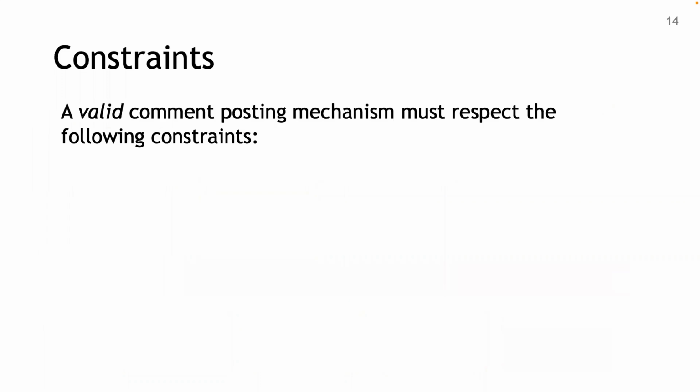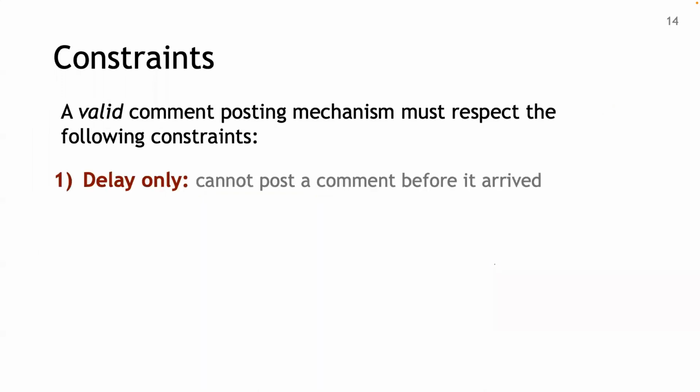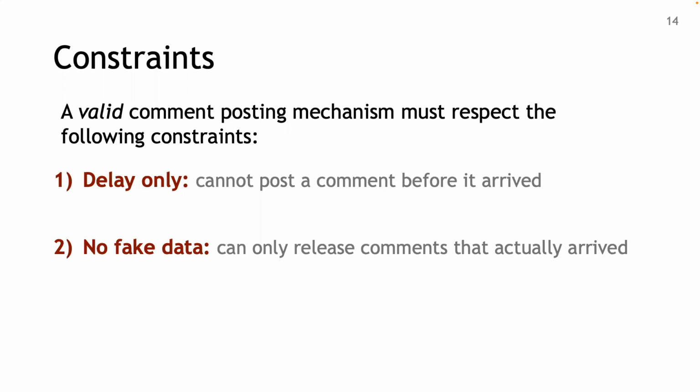There's a number of natural constraints that we'll put on this sort of mechanism. We'll say that it's valid if it's delay only, so you can't post something before it arrived. We'll say that we can't introduce any fake data. So we can only release comments that actually arrived. This is a really natural assumption in peer review and Wikipedia. We don't want to start putting fake stuff up on Open Review or on Wikipedia.